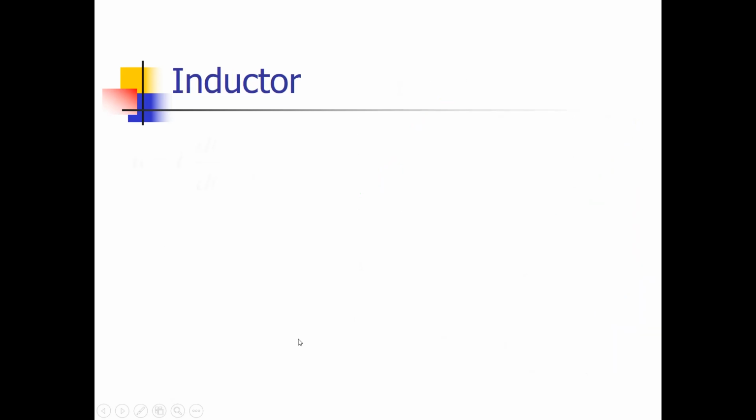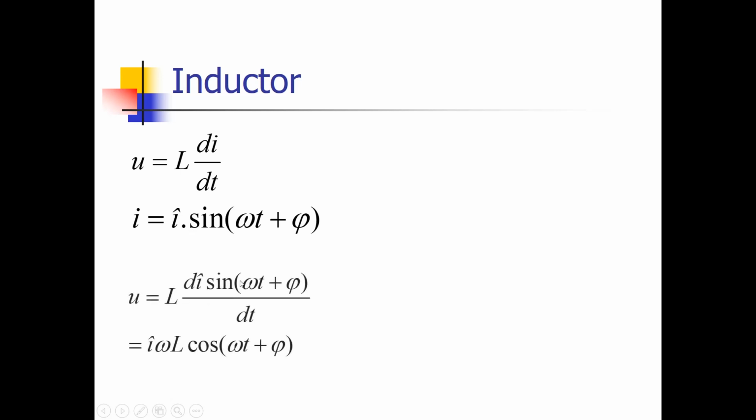Now let's look at the inductor, and from the inductor we have learned that U is L times di dt, or L times the derivative of the current. Suppose again that I is I top times the sine of omega t plus phi. Now we can calculate U by taking L times the derivative of that current. So I put the complete current expression over here, and then we get L times the derivative of that current expression. How do we come to the solution? Well, the top value of the current is a constant value. We can put that in front of the derivative.